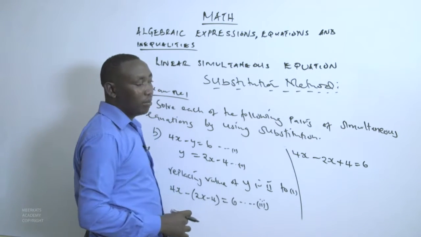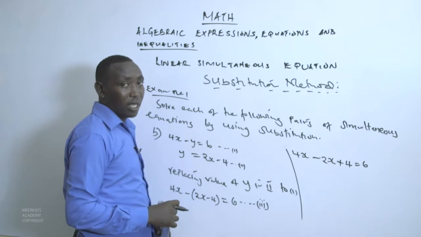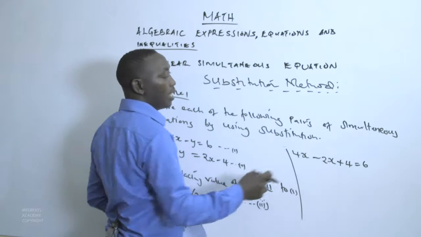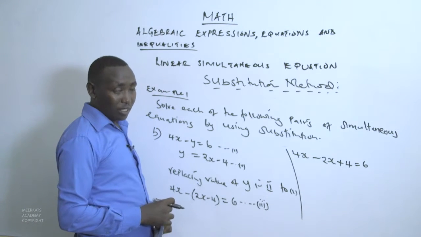4x and 2x are like terms. 4 and 6 are like terms. Therefore, we can put them together and solve them. When we take 4 to the other side, it will change the sign to be negative.